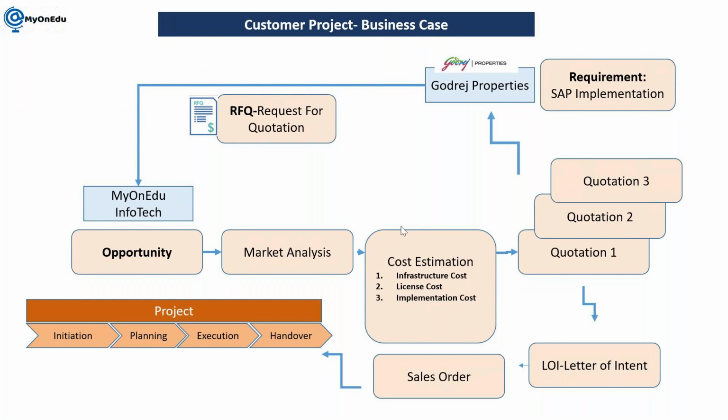Okay, and once we win this contract, the quotation can be converted into a sales order, and then from the sales order we can directly create a PS project, or we can create the PS project separately and connect it through the account assignment WBS element. So this is just one idea. We'll go deeper to understand all these steps in the system.